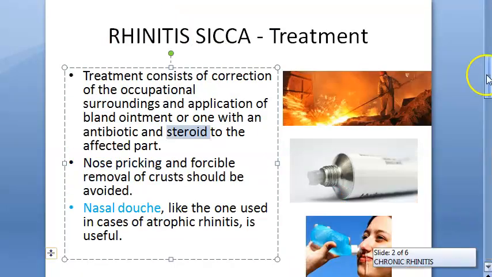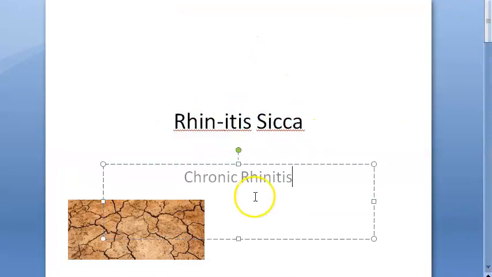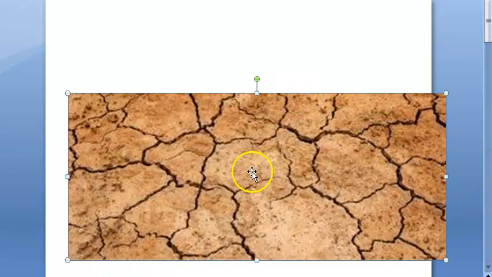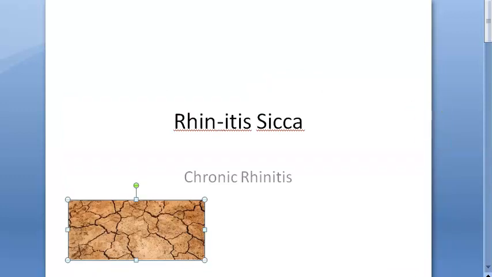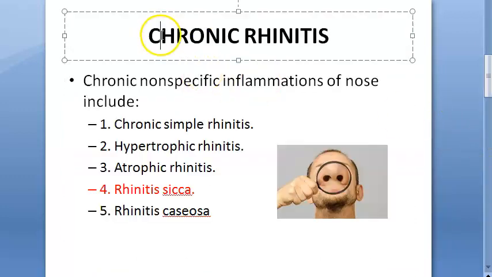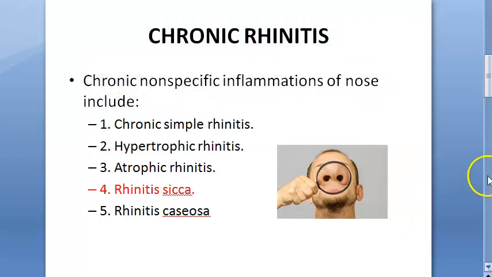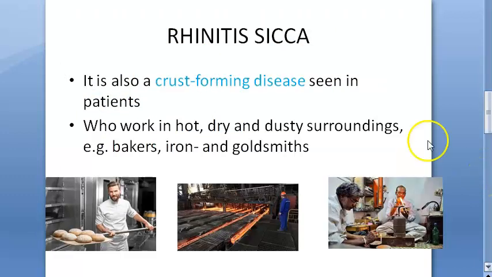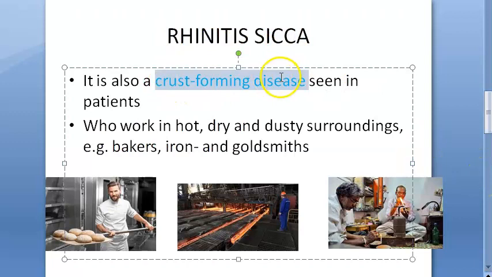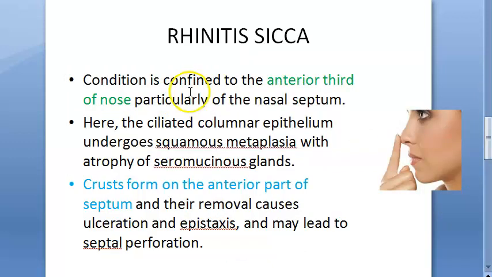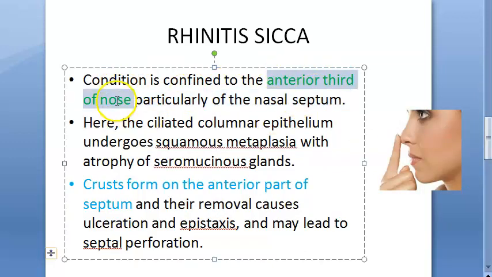So let's take a recap of what we have seen in this video. Rhinitis Sicca. Sicca means dry. That's why this photo, dry. Why? Because the person is working in a hot, dry, dusty environment. Rhinitis Sicca is a type of chronic rhinitis, a non-specific inflammation of the nose, which is a chronic condition. Rhinitis Sicca is a crust-forming disease seen in patients who work in hot, dry, dusty surroundings. Examples: bakers, ironsmith, goldsmith. Here the anterior third of the nose is affected.